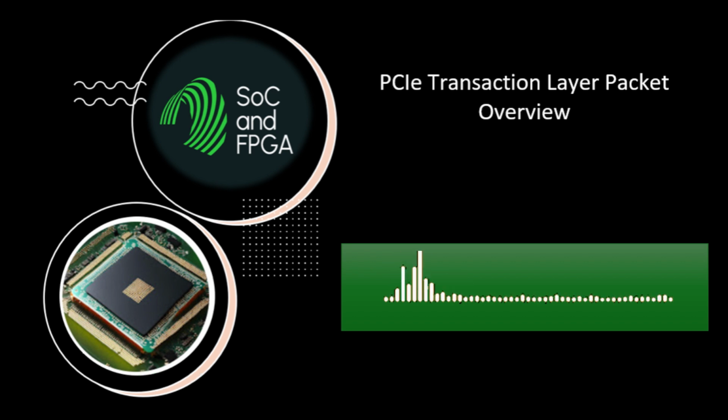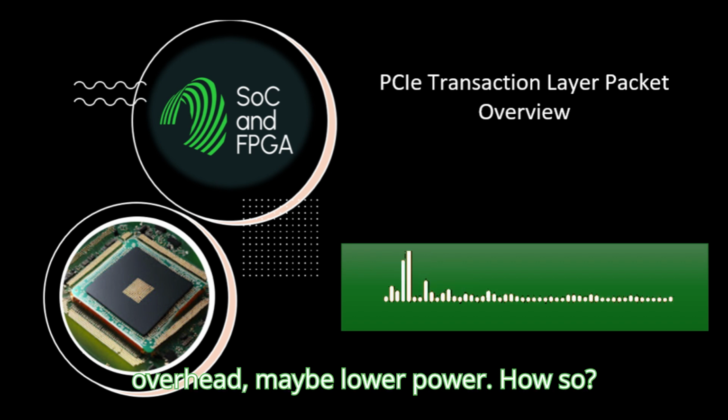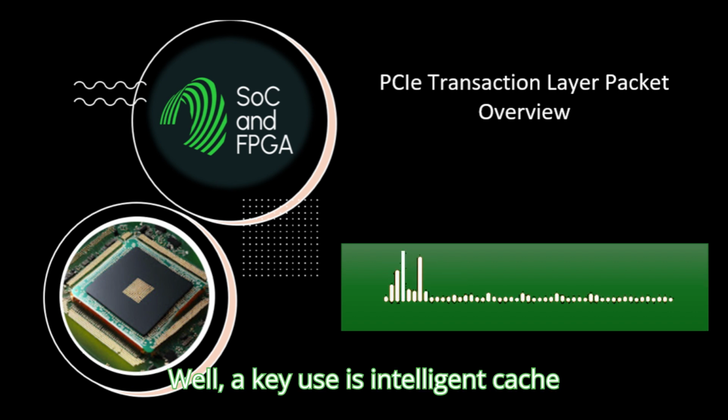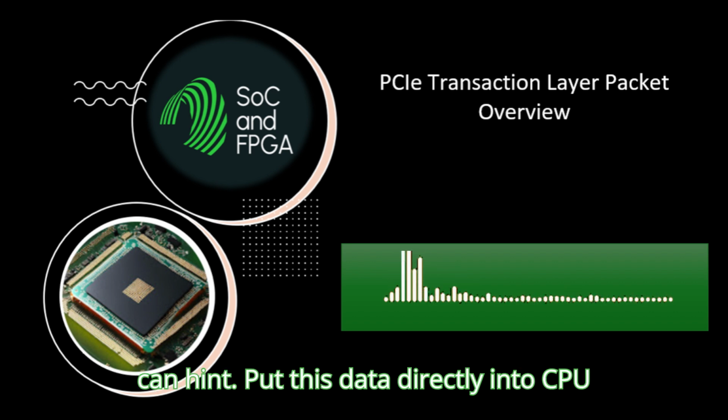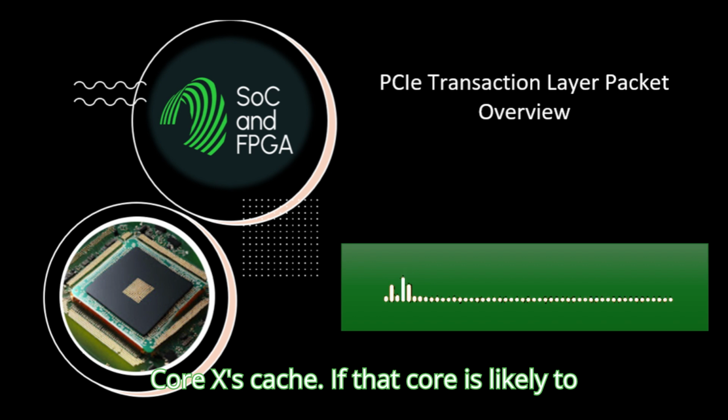Potential benefits: lower latency, reduced coherency overhead, maybe lower power. How so? Well, a key use is intelligent cache injection. The endpoint writing via DMA can hint, put this data directly into CPU Core X's cache.